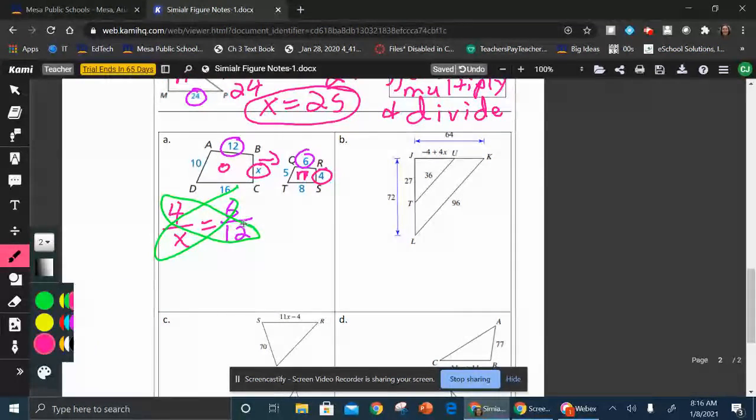So we get 6x is equal to 48. Divide each side by 6. And we get x is equal to 8. And I just realized I need to move this over here.